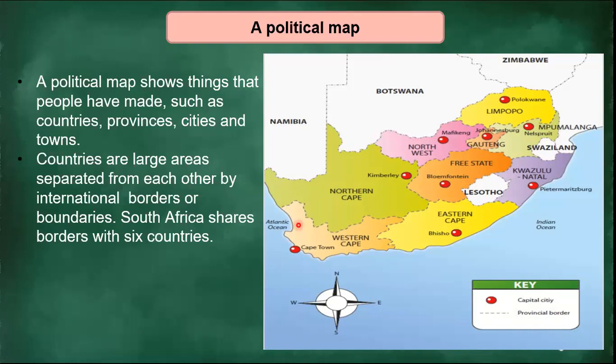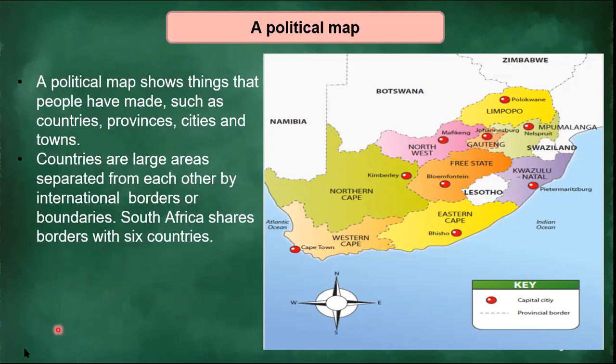South Africa shares borders with 6 countries. As I've told you, we have Namibia, Botswana, Zim, Swaziland here, next to Mpumalanga, and then we have Lesotho within South Africa, okay?